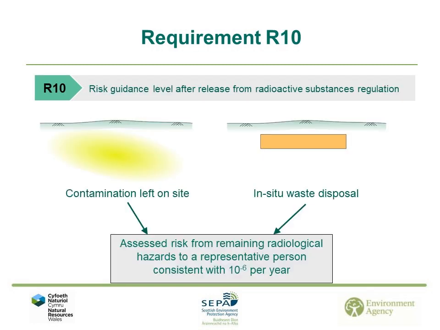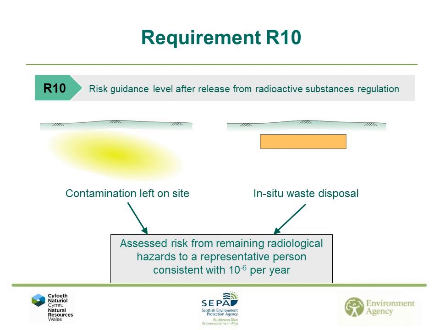Requirement R10. Requirement R10 states that operators should demonstrate through the SWESC that after release from radioactive substances regulation, the assessed risk from the remaining radiological hazards to a representative person should be consistent with a risk guidance level of 1 × 10⁻⁶ per year. This means a risk of death or heritable defect of 1 in a million per year due to exposure to ionizing radiation. The risk guidance level applies to all people after release of a site from regulation, as there is no longer a distinction between members of the public and workers.